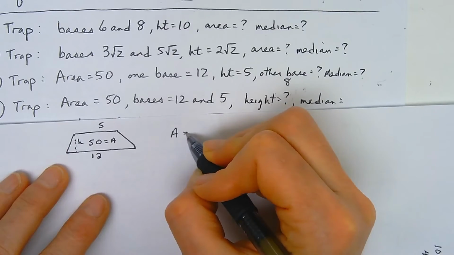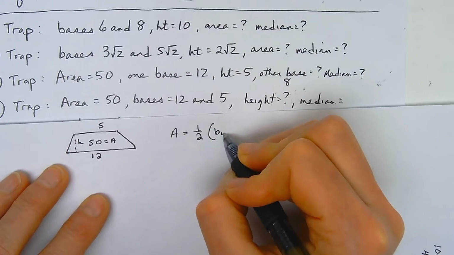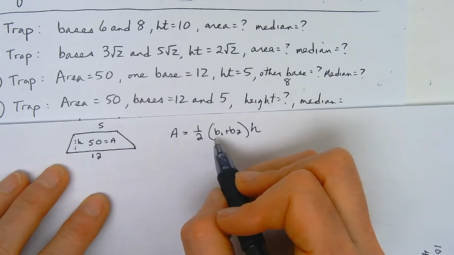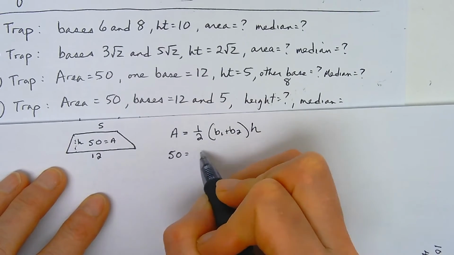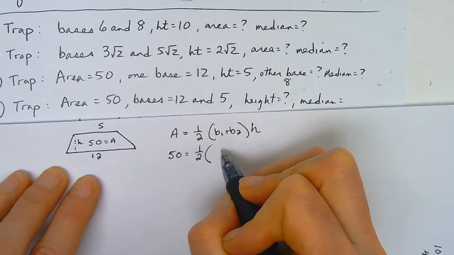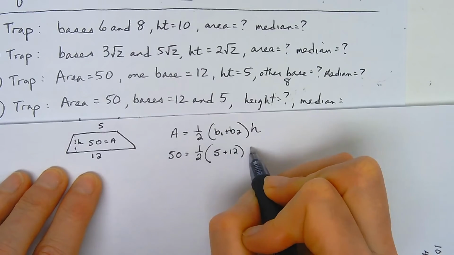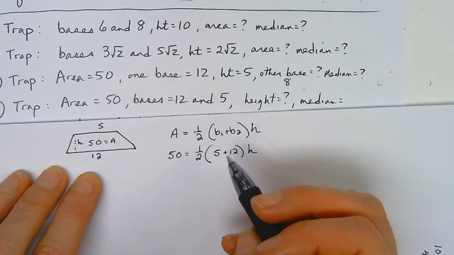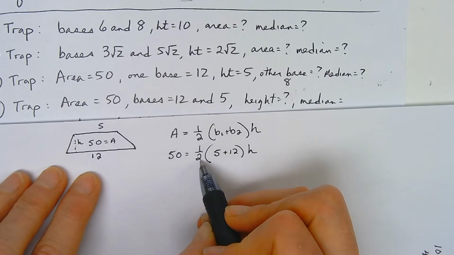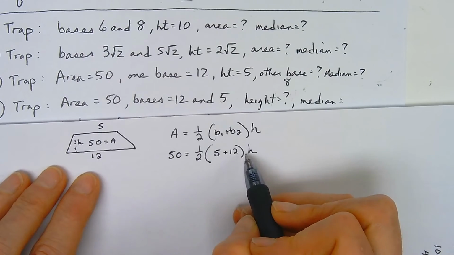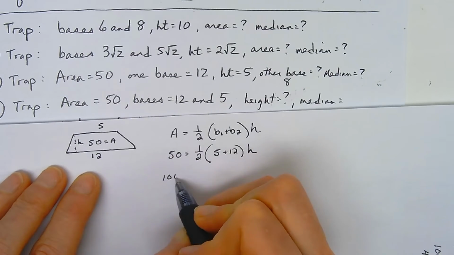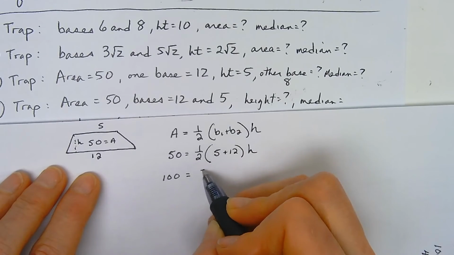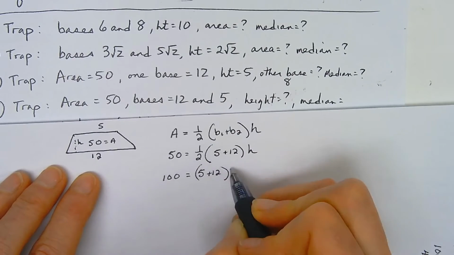The area of a trapezoid is equal to 1/2 base 1 plus base 2 times the height, and we'll plug in what we have. 50 is the area, 1/2 times the two bases are 5 plus 12, and we're solving for the height. One equation, one unknown. So again, I like to get rid of this half by multiplying everything by 2. So 50 times 2 is 100. And if I multiply this by 2, the half gets canceled. So I end up with 5 plus 12 times h.